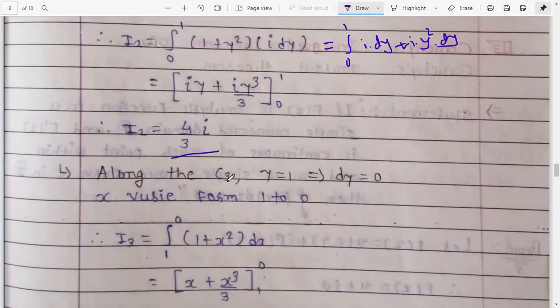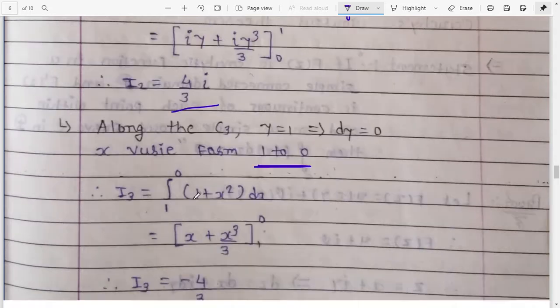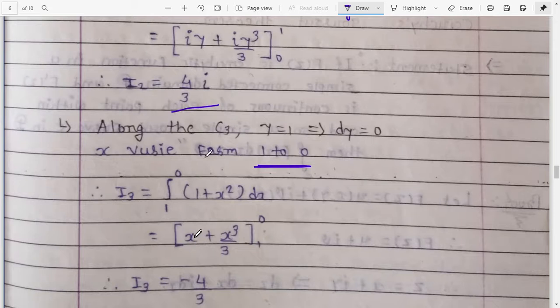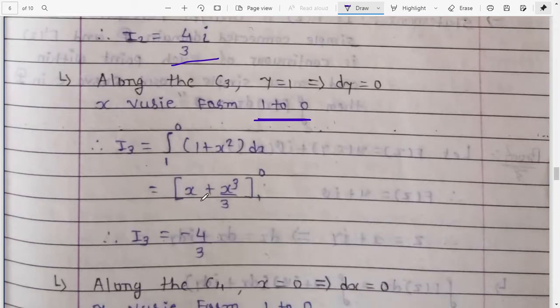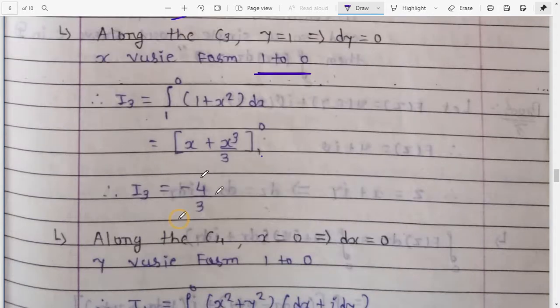Now along the curve C3, y is equal to 1, dy is equal to 0, and x varies from 1 to 0. So the limit is 1 to 0 of (1 plus x²) dx. So the integration of this is x plus x³/3, limit 1 to 0. So this is equal to minus 4/3.